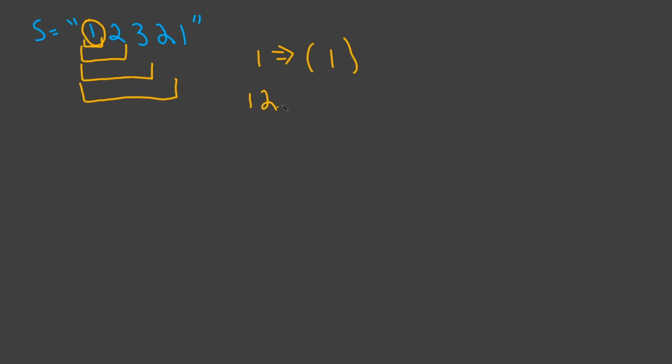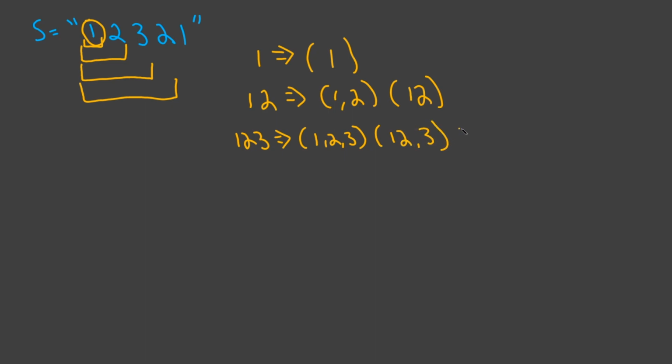For 1 and 2, we have two different combinations. We could do 1 and 2, or we could read it as 12. For 1, 2, and 3, there's three combinations, and those would be just all single, or we could start with 12 and then 3, or we could do 1 and 23. And as you can see, these are all different ways of interpreting the string.